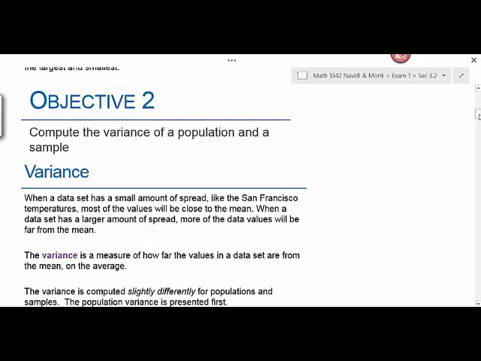Objective 2 is to compute the variance of a population and a sample. Well, the variance is the square of the standard deviation. And in this book, they present the variance first, then the standard deviation.